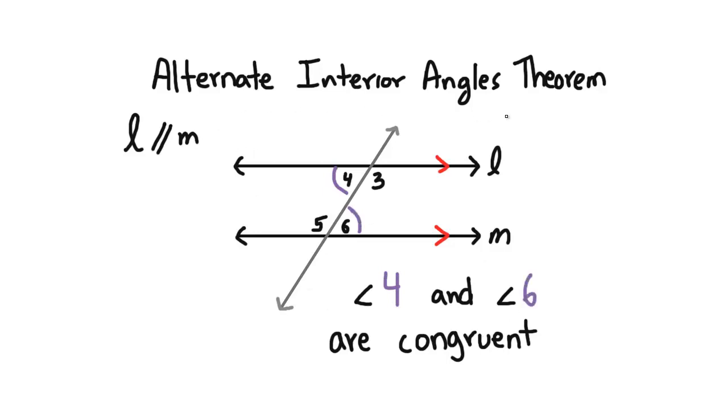So the alternate interior angles theorem tells us that angles 4 and 6, the alternate interior angles, are congruent. And we have angles 3 and 5 being the other alternate interior angles. So therefore, angle 3 and angle 5 are also congruent.